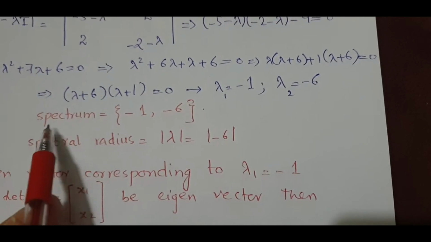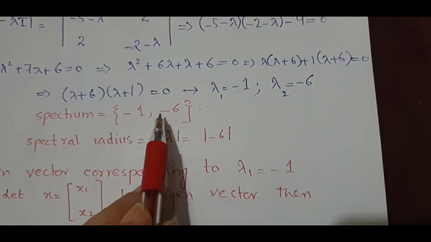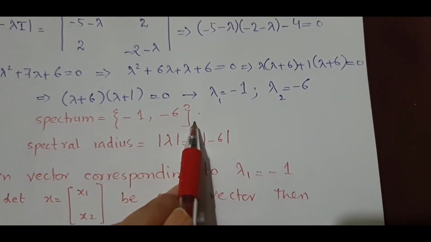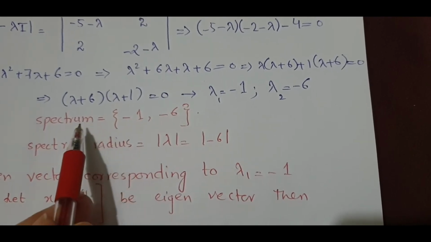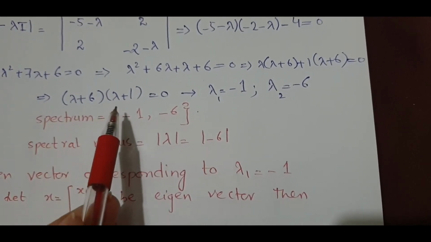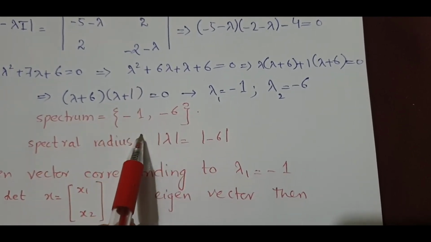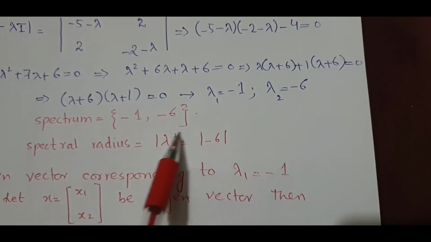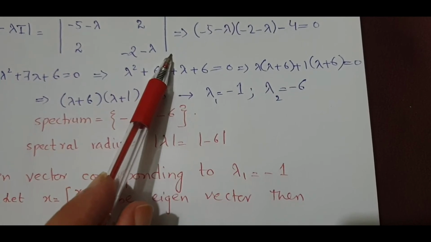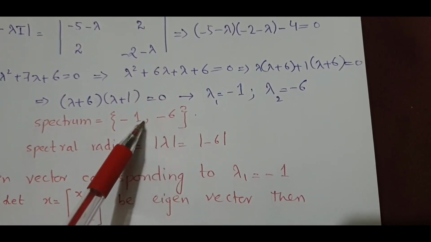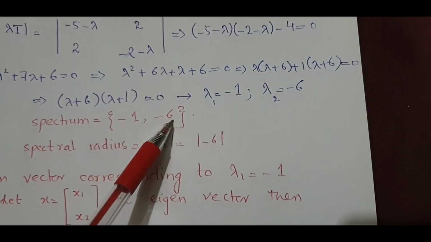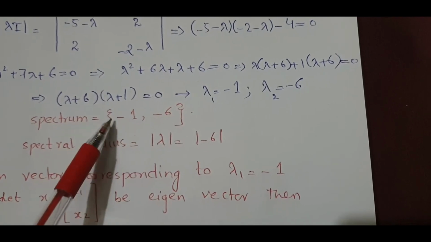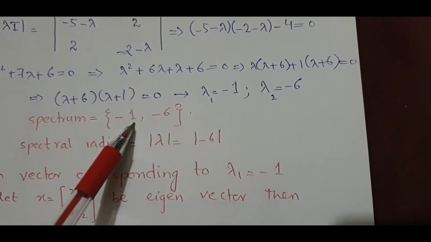So spectrum is equal to {-1, -6}. As I told you earlier, the spectrum actually consists of all the eigenvalues of your system, and it has at most n values. As the order of the system was 2 by 2, there are two eigenvalues that are different and distinct. So the spectrum consists of these two values.